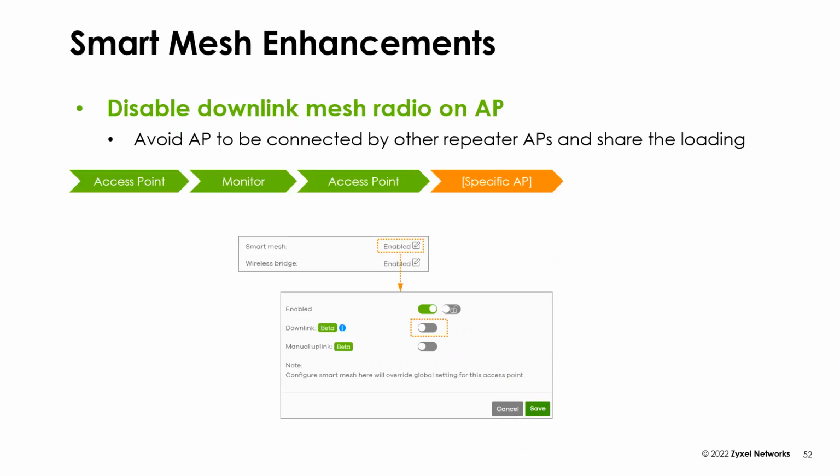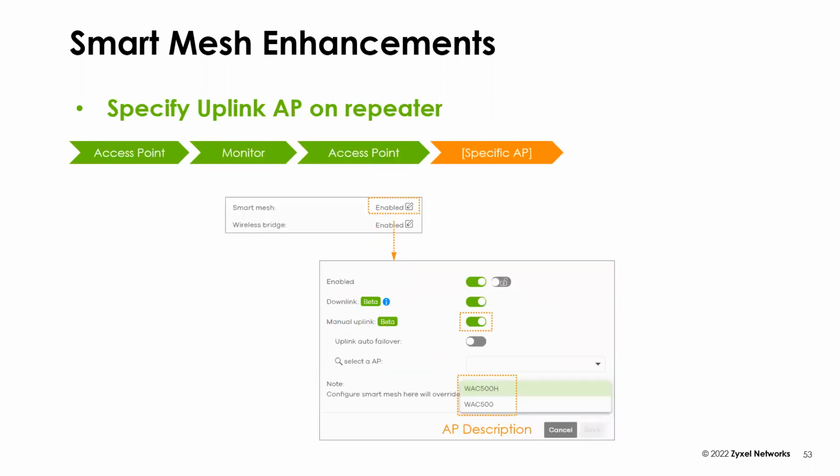So we've enhanced it a little bit by allowing you to go in on a per AP basis and decide how that device is going to basically function. So for instance, you can say, hey, I don't want this AP to be used as a downlink for another AP. So you can disable that functionality. And then you can go through and specifically define which device you want it to create a wireless link to, rather than allowing it to just automatically create its own mesh with whatever it happens to see.